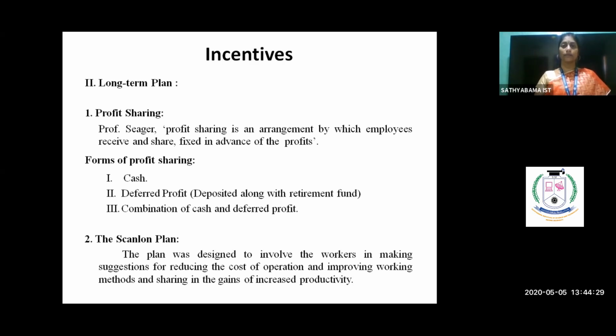So that is deferred profit sharing, and a combination of both. Sometimes they'll be given in both cash, and some amount of cash will be deposited in the retirement fund. So these are the various forms of profit sharing. And coming to the next one, the Scanlon plan.